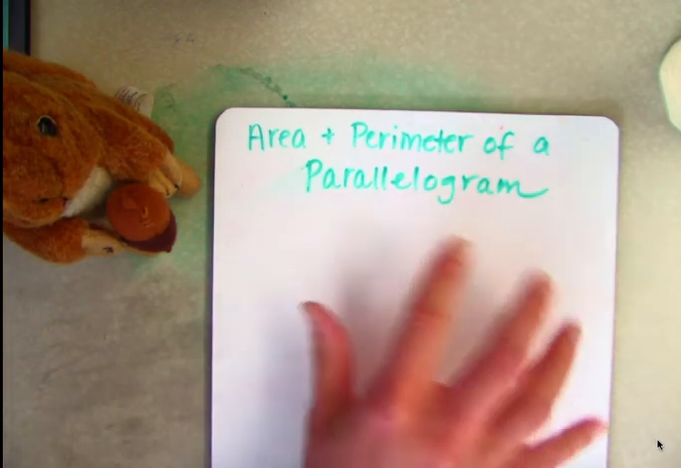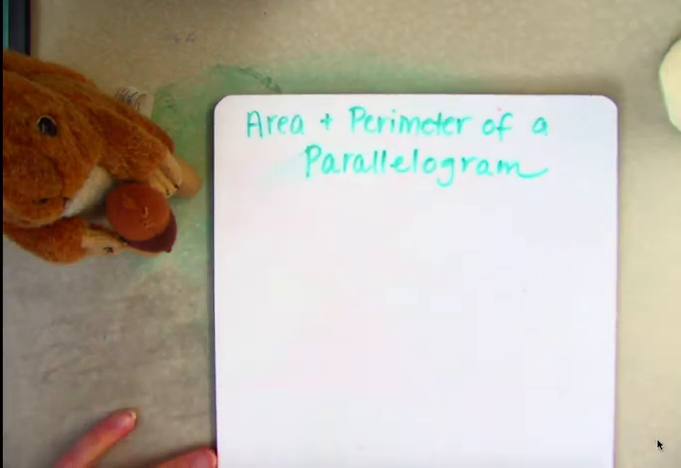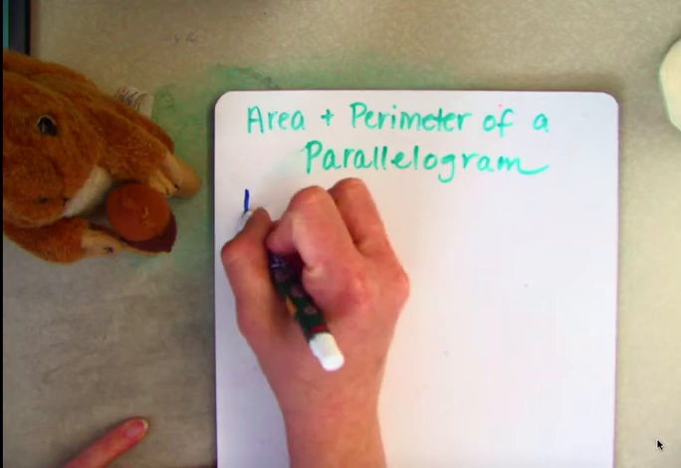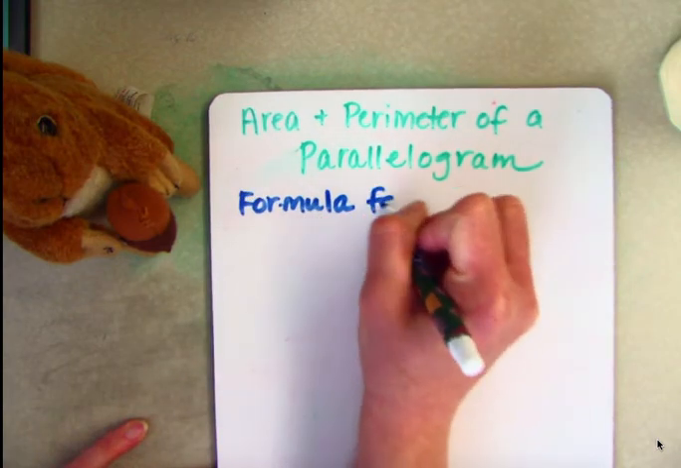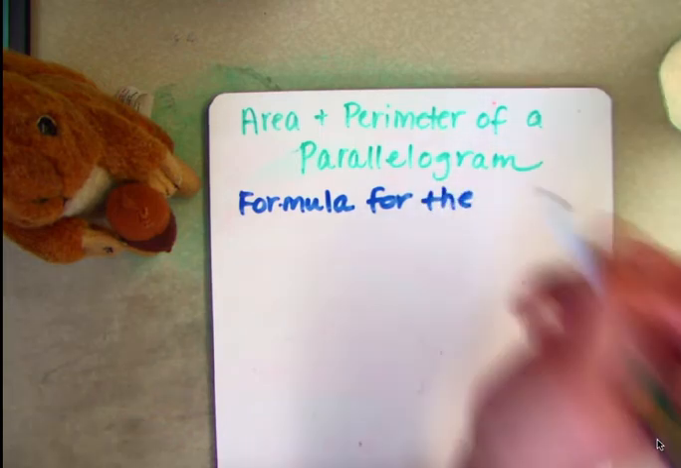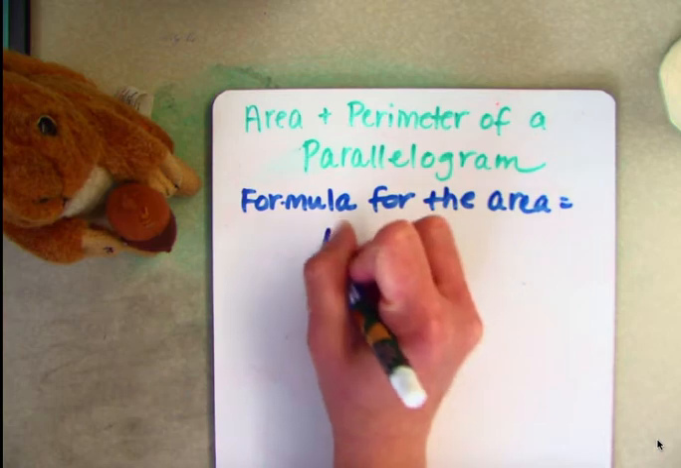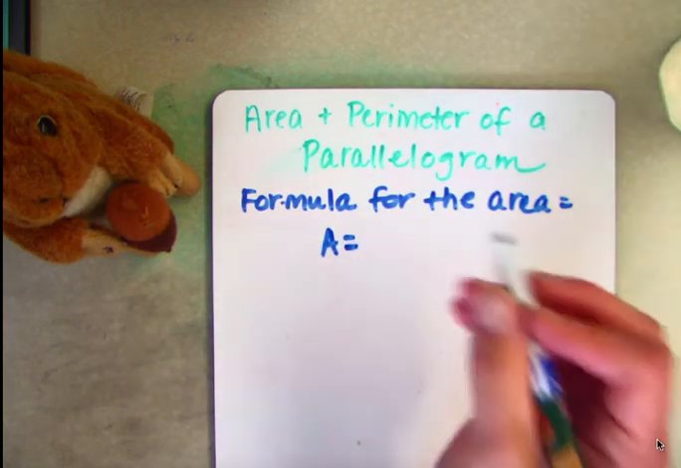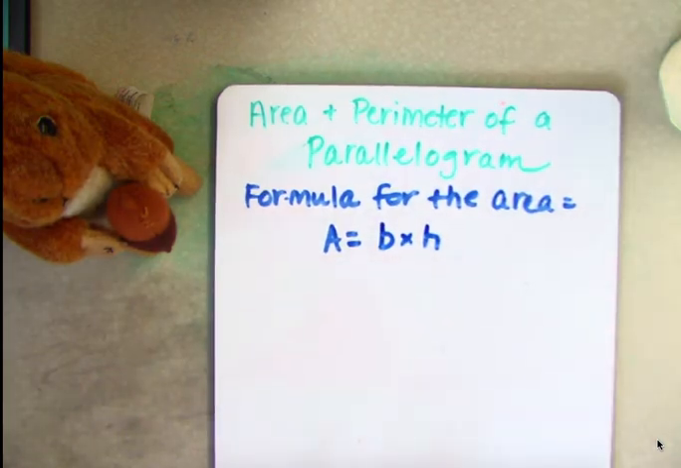Today we're talking about area and perimeter of parallelograms. So let's get started. First things first, we remember that the formula for the area, or the space inside, is just like a rectangle. We can say area, or A, is equal to base times height. And I want to show you something really cool.